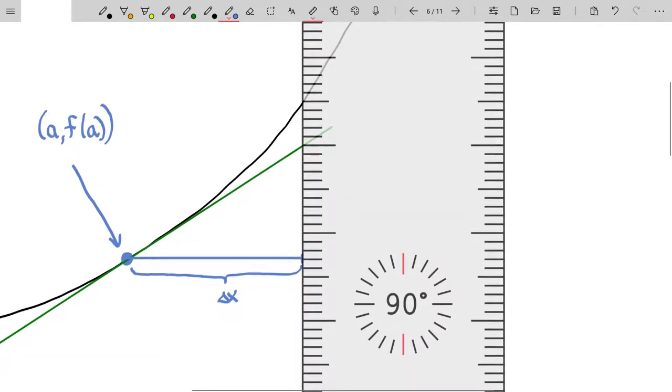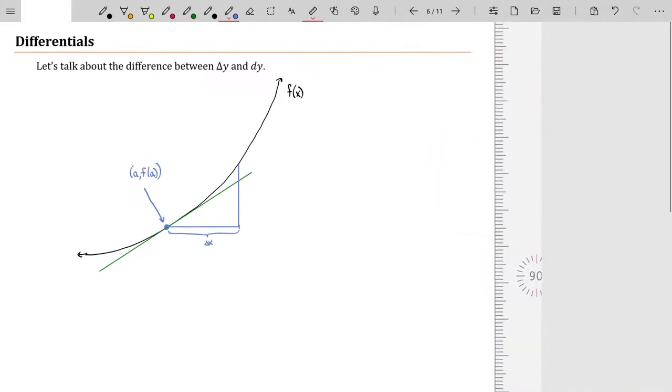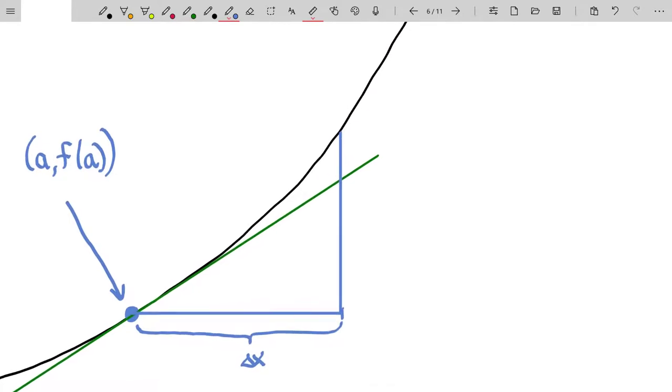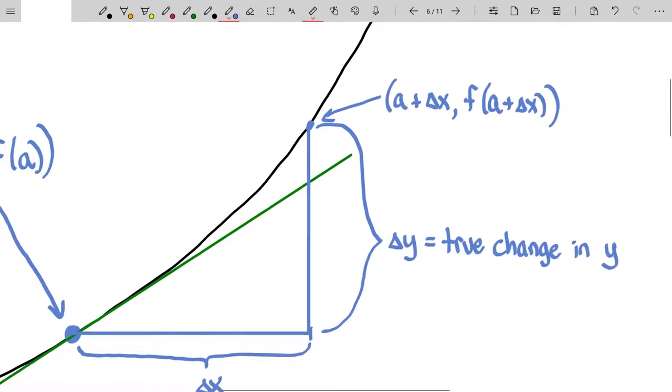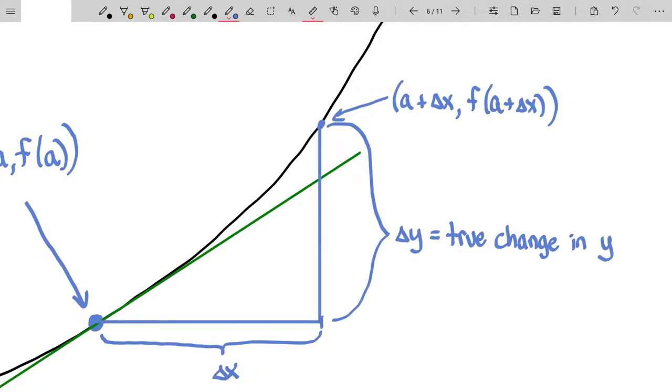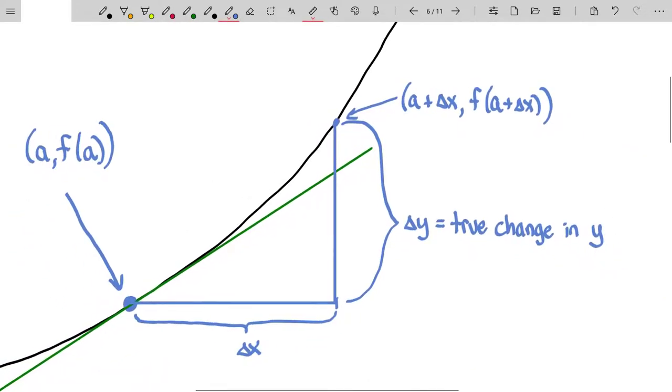So let me go ahead and showcase that corresponding change in y. Again, I'm going to zoom out to throw this off to the side and I'll zoom right back in. So here's our corresponding change, delta y, the true change in y. In fact, I'll write that in. And you can see I'm just labeling this point up here, a plus the wiggle. And that's the function evaluated at a plus that wiggle. And our change in y value is the distance between these two y values, this guy right here and this guy right here. That's what delta y actually is.